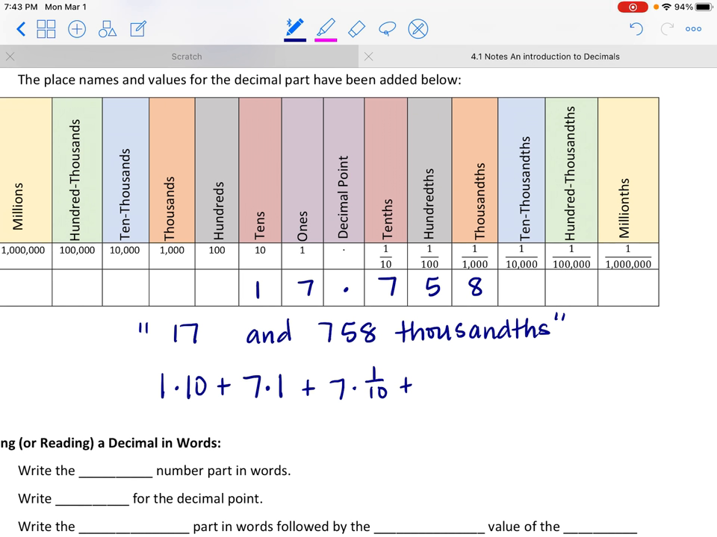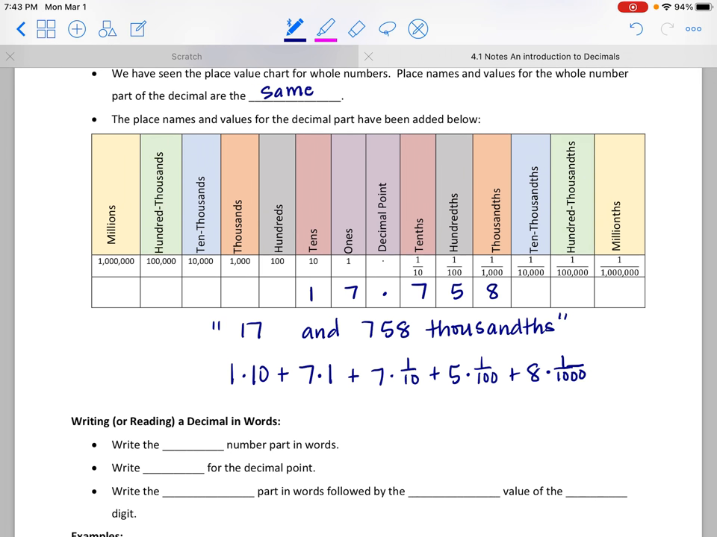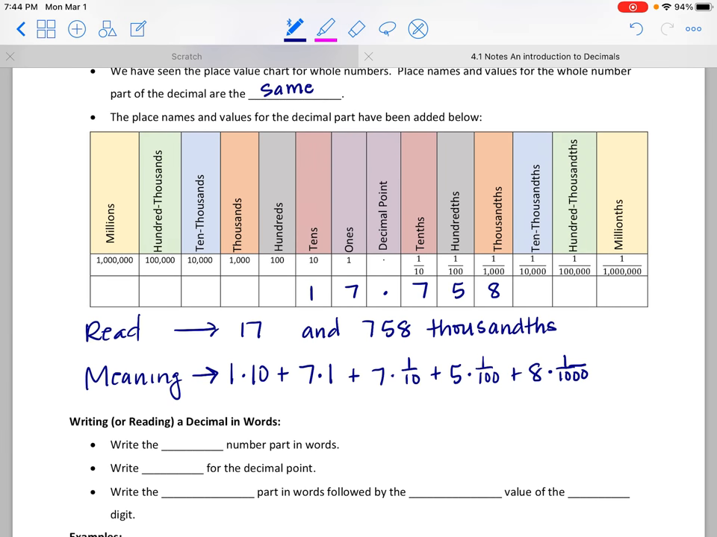tenths. Plus, the 5 that's in the hundredths place means we have 5 hundredths, and then lastly this 8 in the thousandths place means we have 8 thousandths. So if I was to multiply all those pieces and add them together, we would end up with 17 and 758 thousandths. Okay, so this is how you read it, and this is what it means.